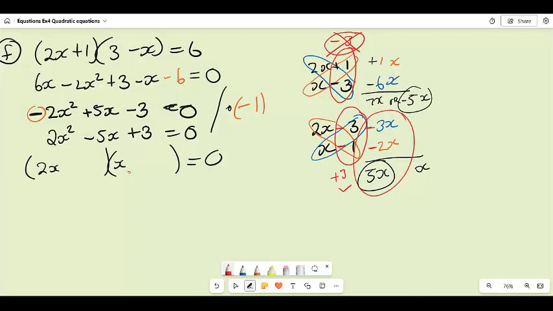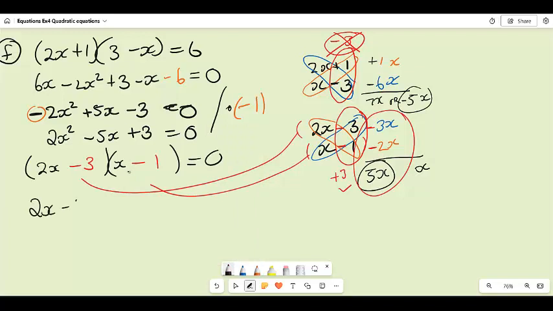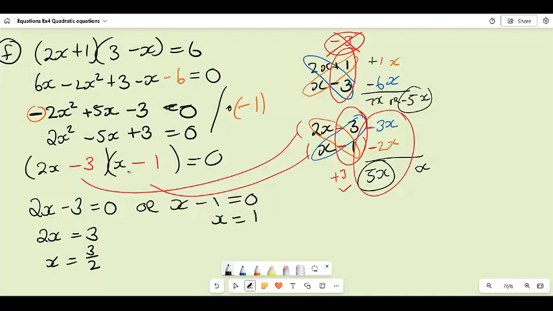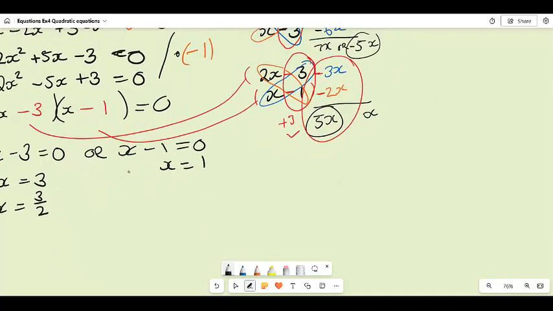So this is my correct option, meaning that these are my brackets. I write this one here and I write that one there. So that becomes 2x minus 3 and x minus 1. All right, now I'm going to say 2x minus 3 equals 0, or x minus 1 equals 0. So 2x is equal to 3 and x is equal to 3 over 2, which is 1.5, or x is equal to 1.